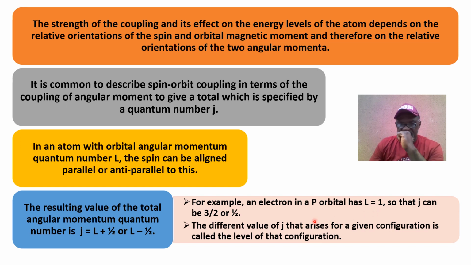Now it means that, for example, for an electron in the p orbital, L is equal to 1, which will give us either 3/2 or 1/2. 1 plus half will give 3/2, and 1 minus half will give us 1/2. Therefore, this difference in the value of J arises from L plus half and L minus half, and we call these the different levels of the configuration.